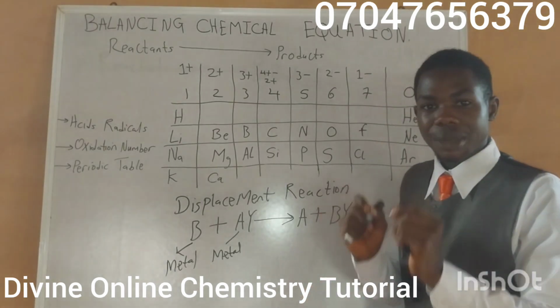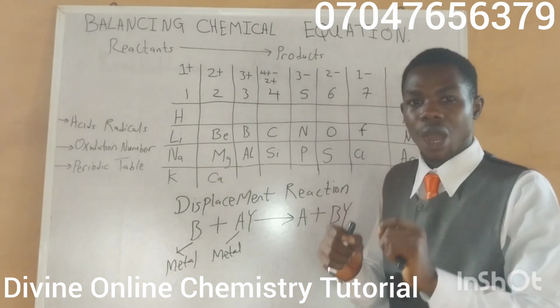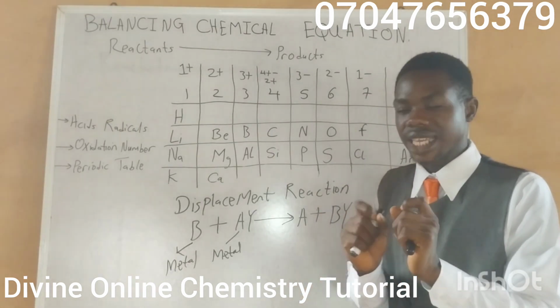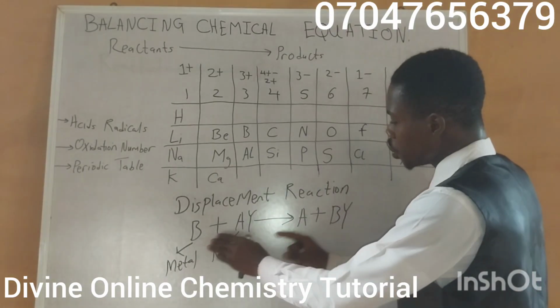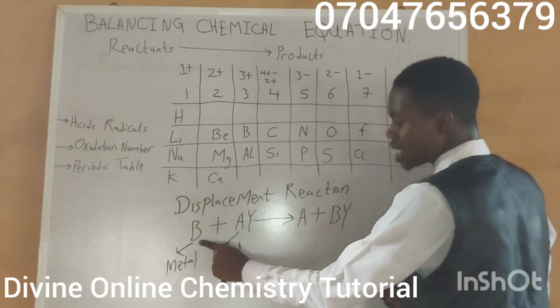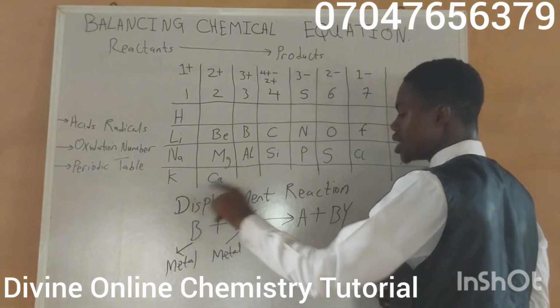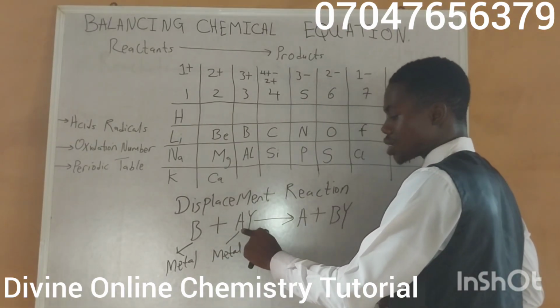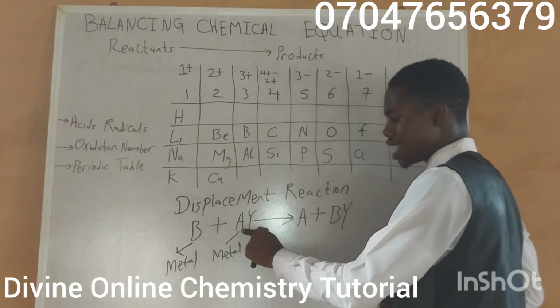Now in displacement reaction, earlier on I said that one element replaces another element in a compound. Now if you look at this, I'm using this to explain it very well. If you look at this illustration very well, you will see that this B that is a metal is replacing this A that's also a metal in a compound.